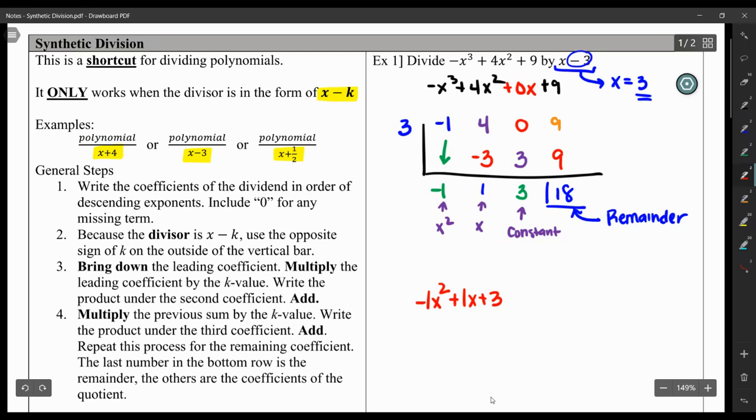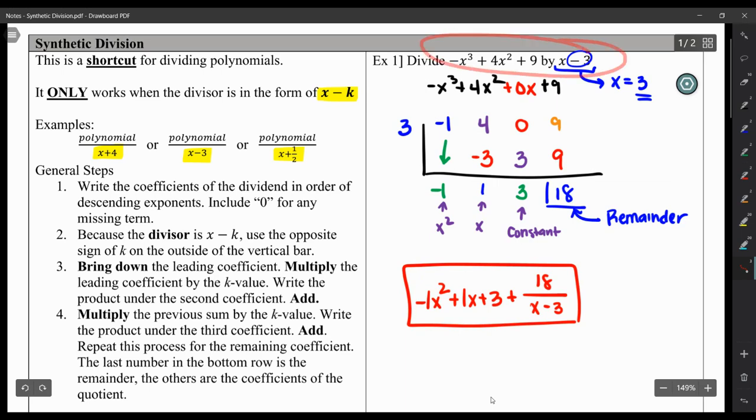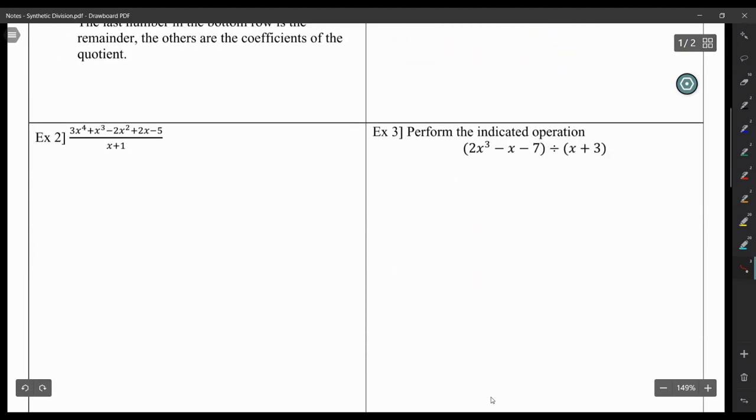And then remember, the remainder is always plus the remainder over what it is we divided by, which was x minus 3. And there's our final answer. You could have done this by long division, but this was a lot simpler and a lot shorter to get to the correct answer. Let's look at example 2.